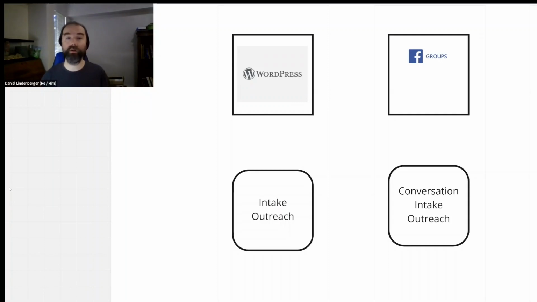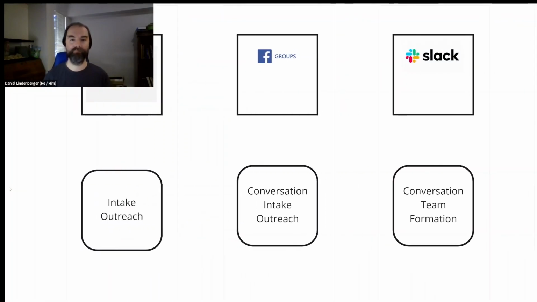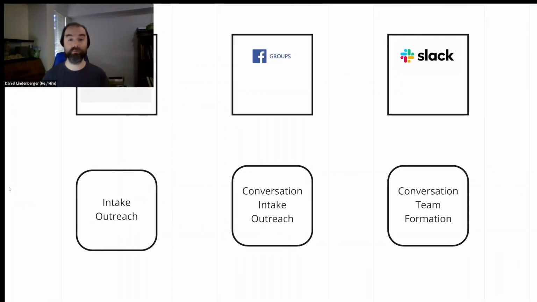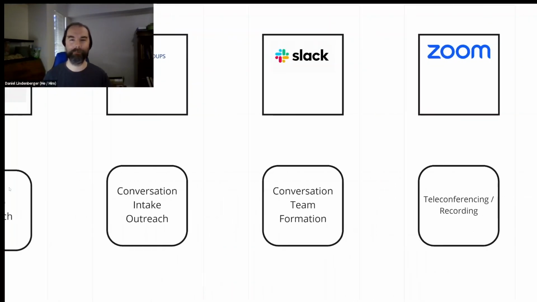So Famato.org is our website. It is a WordPress website, and we're using it primarily right now for intake, outreach, and a bit of communication about the project. We have a Facebook group that we use, again, for conversation, intake, and outreach. It's an initial point where people can land, and then, as we figure out how they want to work with us, we'll figure out which platform they need access to.